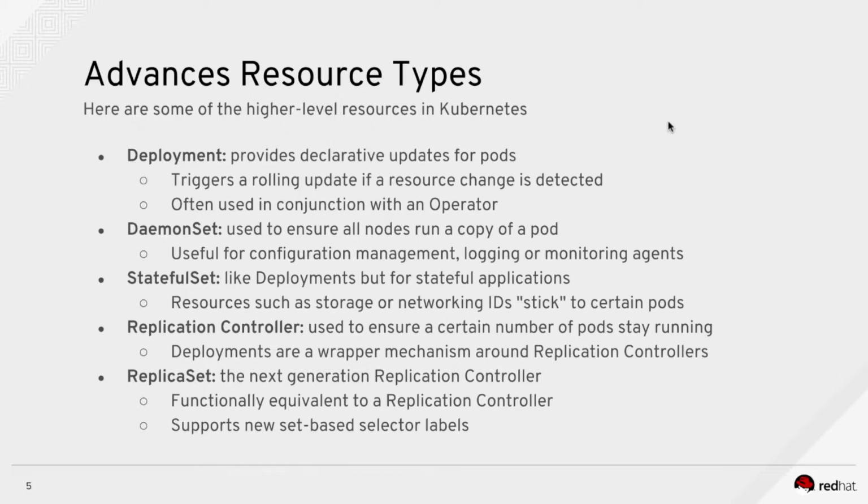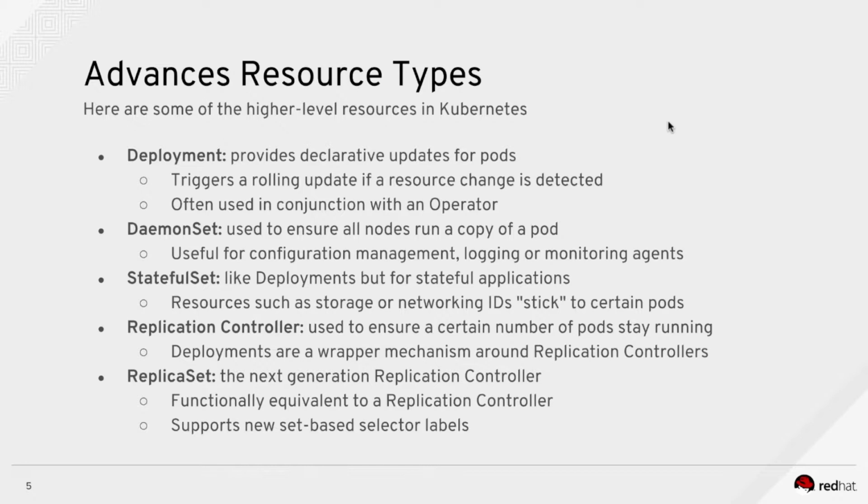This is often used in conjunction with operators. This is how operators get deployed. This is the resource that would deploy the operator image itself into Kubernetes. Daemon sets are similar to deployments, but they're used to basically ensure a one-to-one mapping of a pod to an actual node or a compute host.